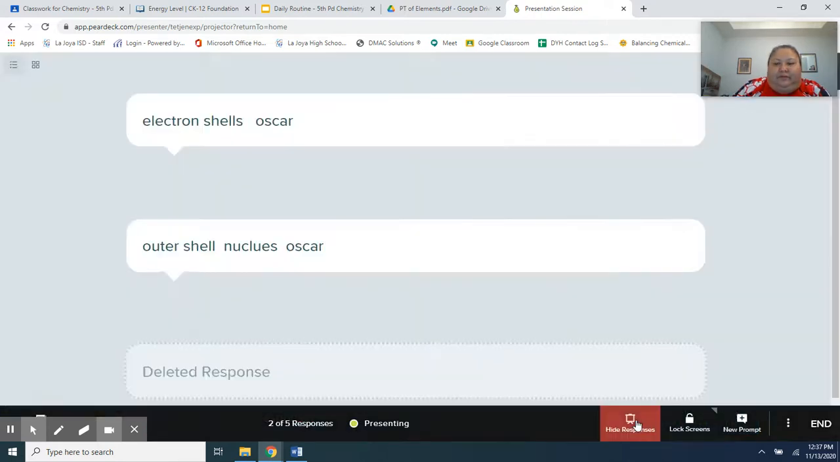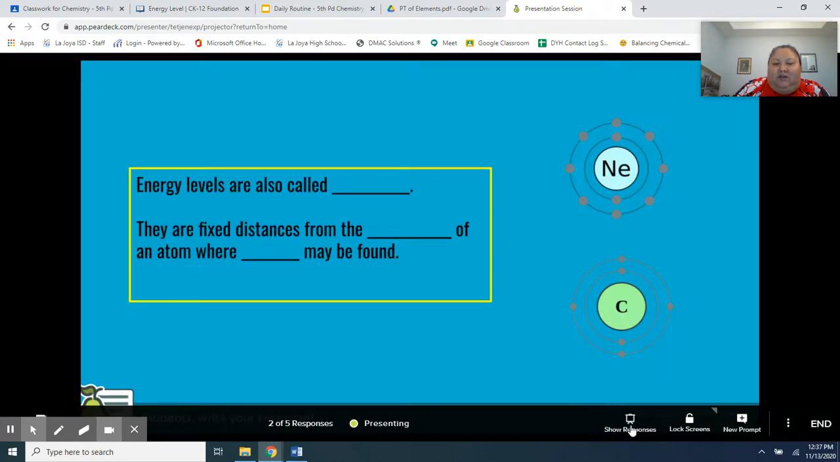So I gave you 2 right answers. Yeah, you gave me electron shells. That's 1. You gave me nucleus. That's 2. But the answer for the third one is in that first answer you gave. Electrons. Very good. Electrons. They are fixed distances from the nucleus of an atom where electrons may be found. Excellent.